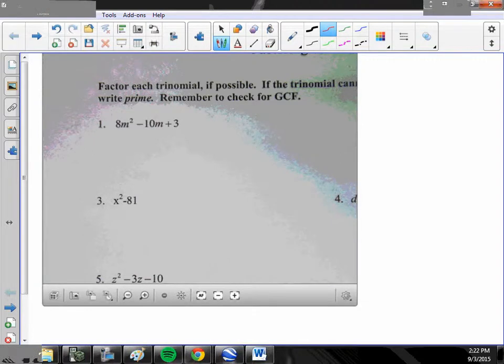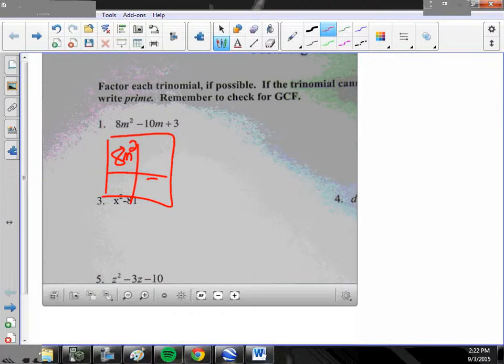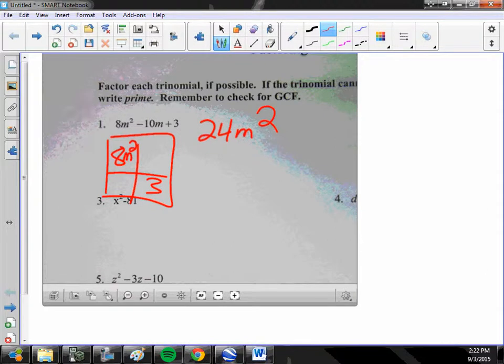So I draw the box. 8m squared and 3. 8 times 3 would be 24m squared. Can you create a negative 10 using a 24? Using negative 4m and negative 6m.